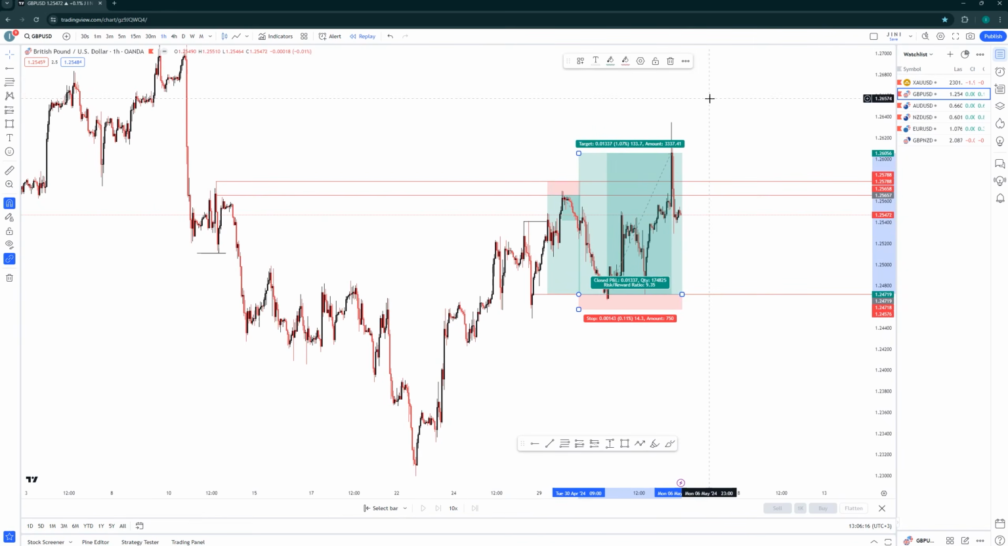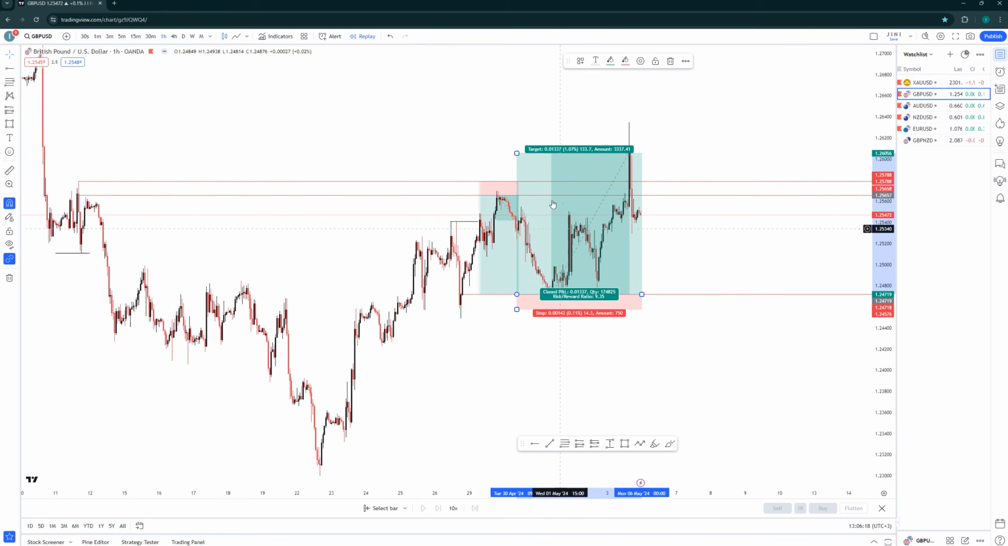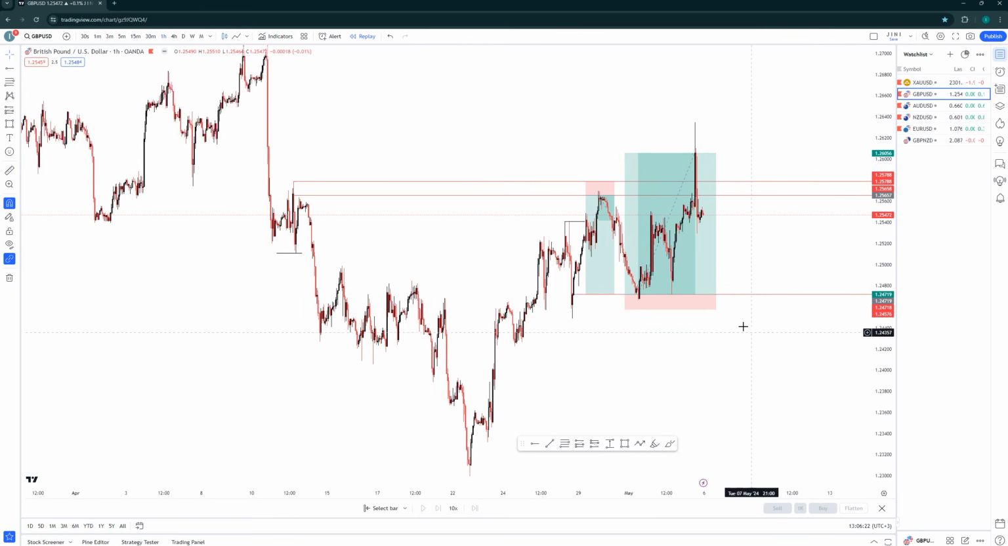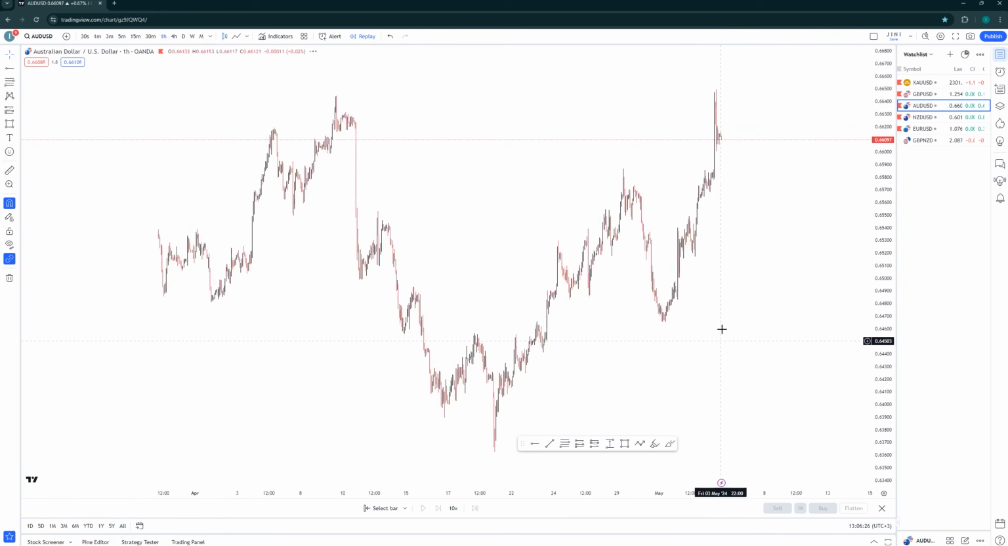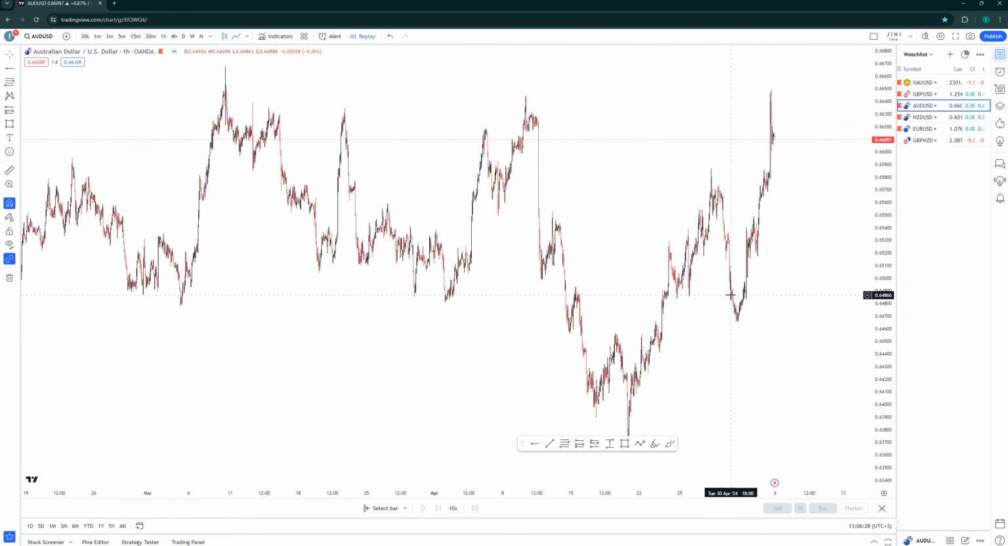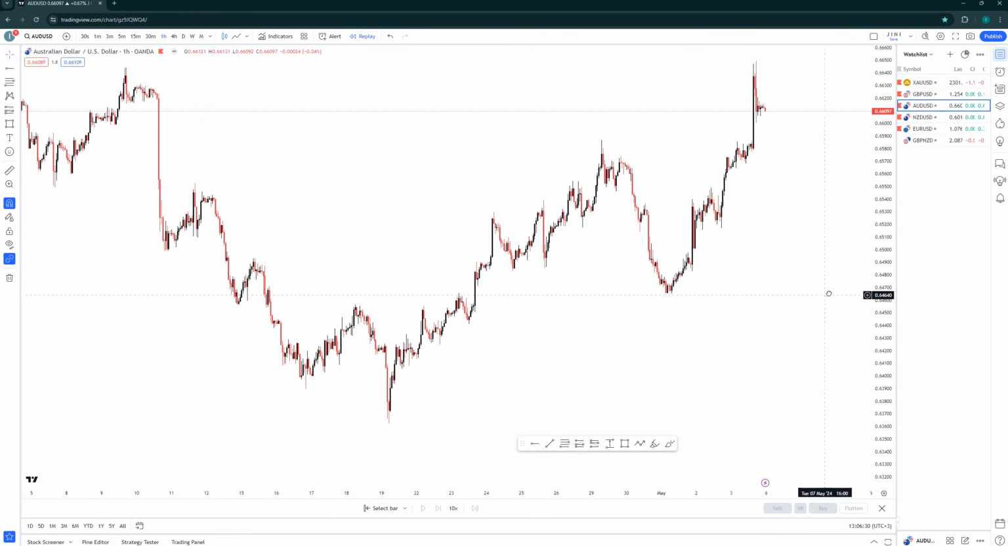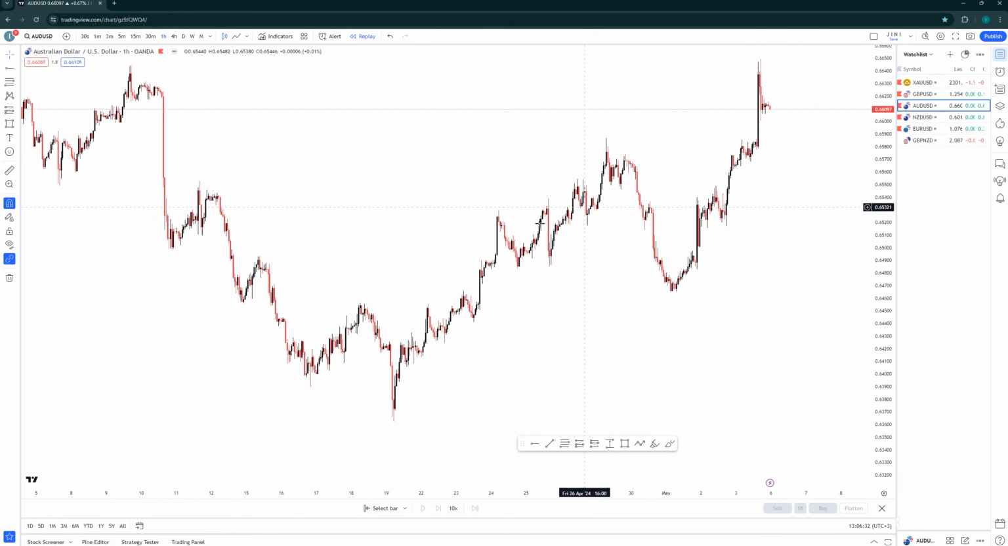Let's move to another trade. Another trade that we took this week was the AUD USD trade. And this was the very, very easiest trade I took this week.